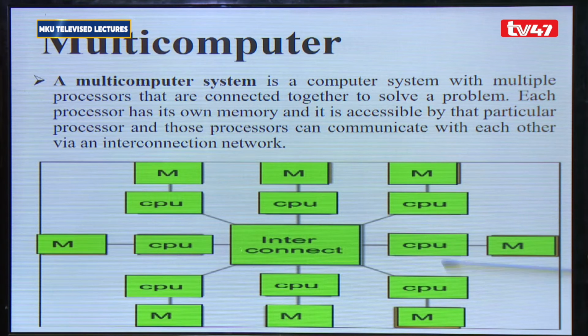I know that the narrative is too much, so much literature, but let me explain. This is the interconnection, this is the memory, this is the processor. With this interconnection, they can share the same processor, so making it a bit good.